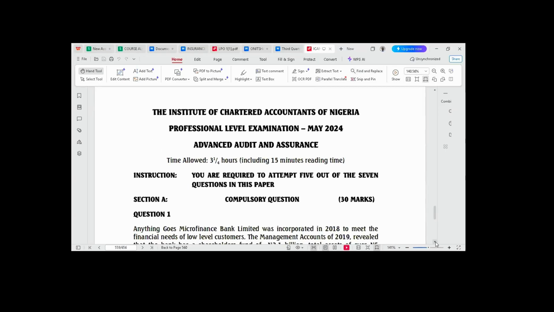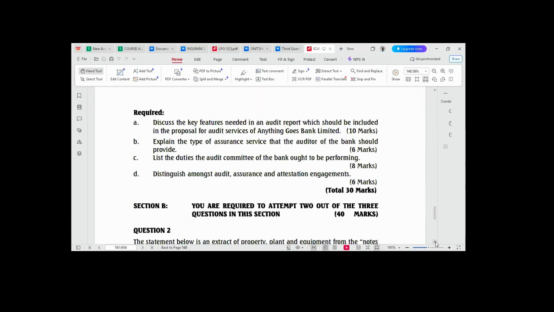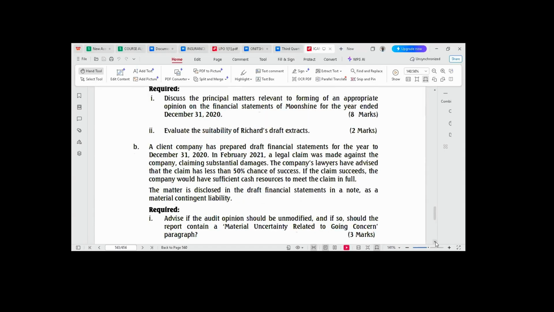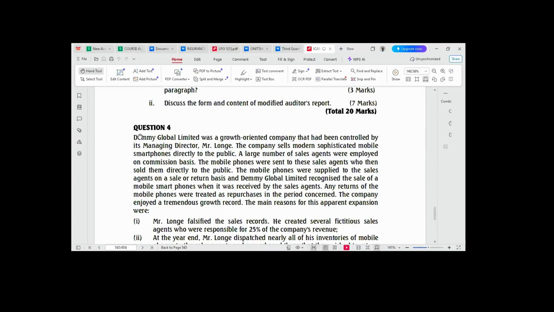Let's look at question number 4. Question 1 is also an audit report, but that could be lengthy because we don't have time. Let's look at question number 4. Question 4 is also lengthy, but we can quickly look at it. So this is question number 4. It's also an audit report. Demi Global Limited, that is May 2024.